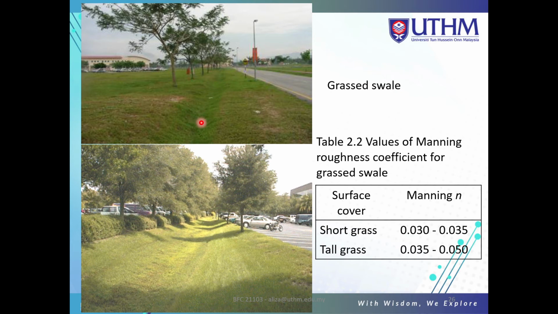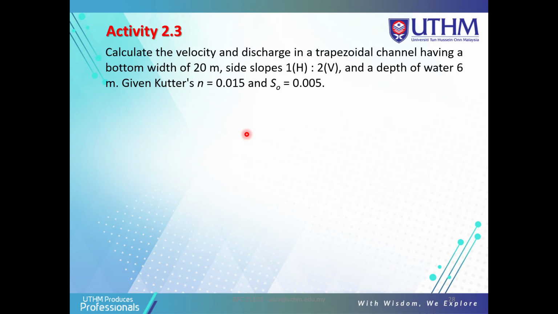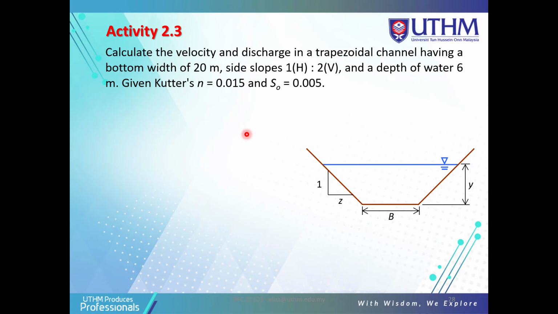Because there is more landscape, it is covered by the grass. So, the proposed value of the Bazin coefficient m. If using the Bazin coefficient to get the C, the value of m is given. So just look at activity 2.3 using the Ganguillet-Kutter formula to get the C.